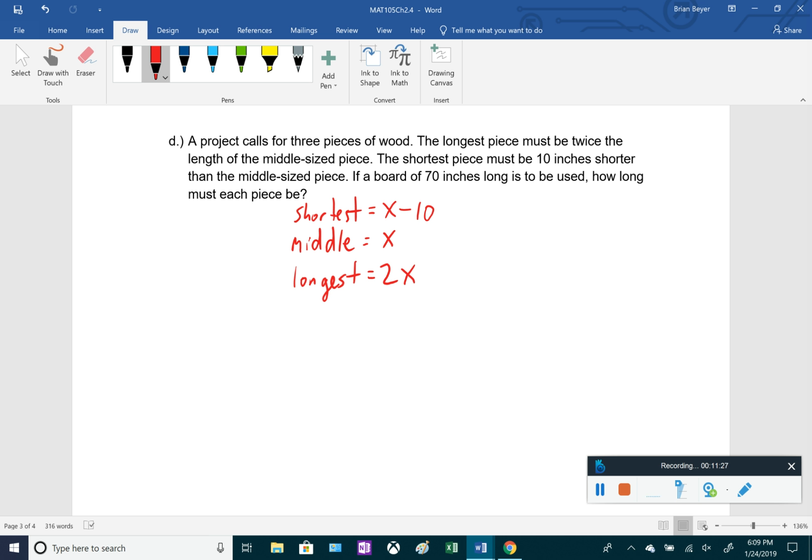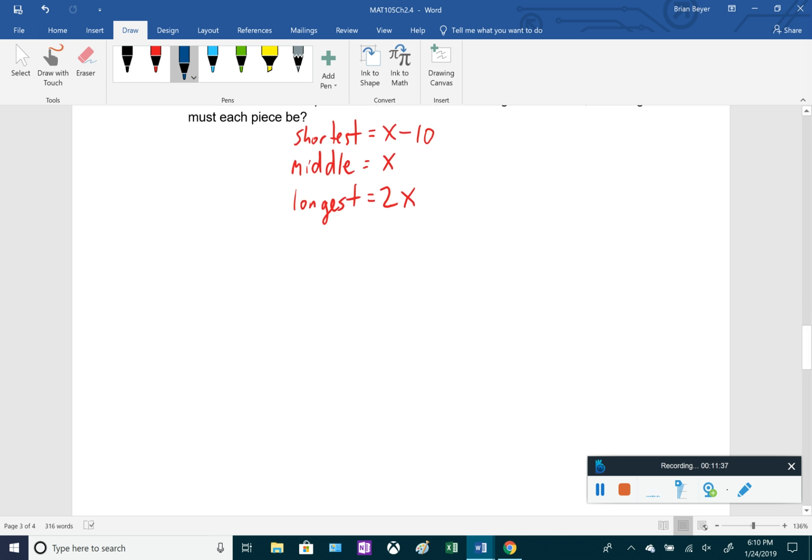Okay, so we also know that a total of 70 inches of board will be used. So that means the shortest plus the middle plus the longest has to equal 70. So what that means is that x minus 10, the shortest, plus the middle, plus the longest has to equal 70. So I'm going to drop these parentheses, we don't need them. So we just set up the linear equation here.